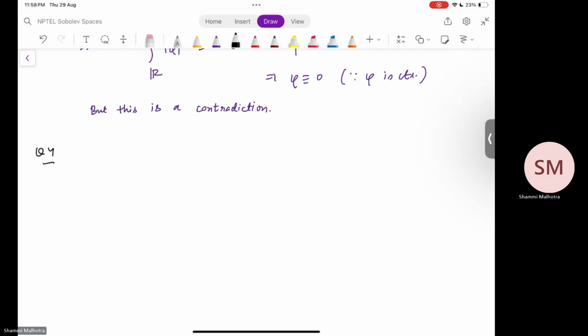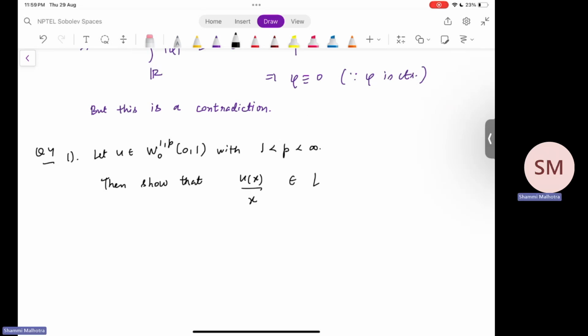So the first part is that: let u be in the Sobolev space W^{1,p} with p lying between 1 to infinity. Then show that u(x) divided by x lies in L^p(0,1).